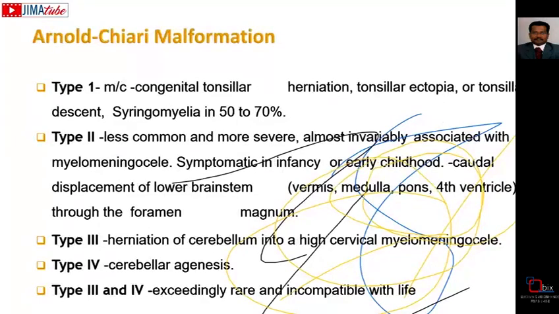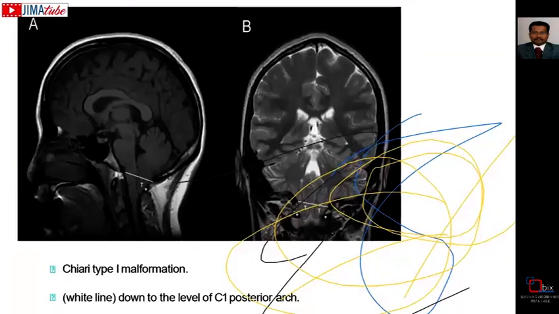Next, common soft tissue anomaly is Arnold-Chiari malformation. We have four types. Type 1, congenital tonsillar herniation and tonsillar ectopia. Type 2 is less common and more severe, almost invariably associated with myelomeningocele. Type 3 is herniation of cerebellum into a high cervical myelomeningocele. Type 4 is cerebellar agenesis. Type 3 and 4 are exceedingly rare. Actually, it is incompatible with life. This picture shows the Chiari type 1 malformation, the white line down to the level of C1 posterior arch.